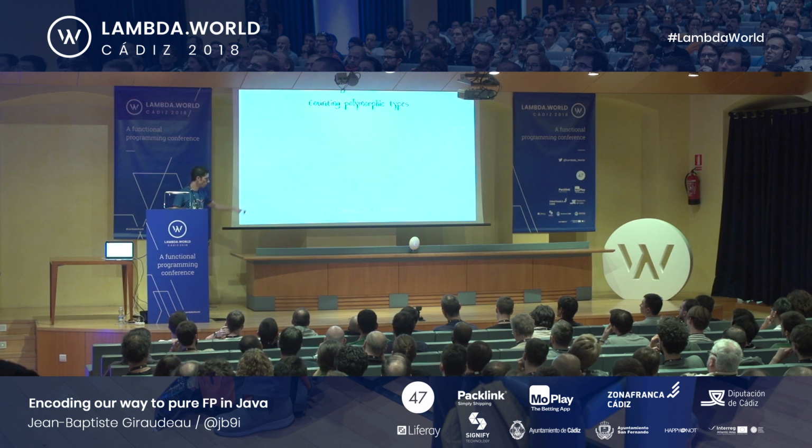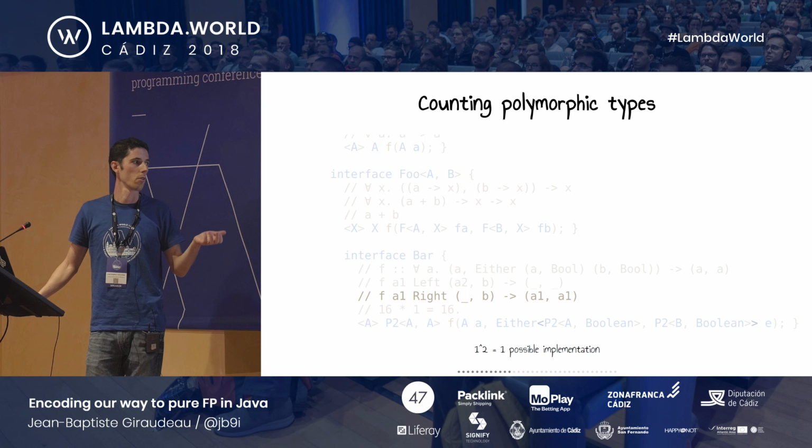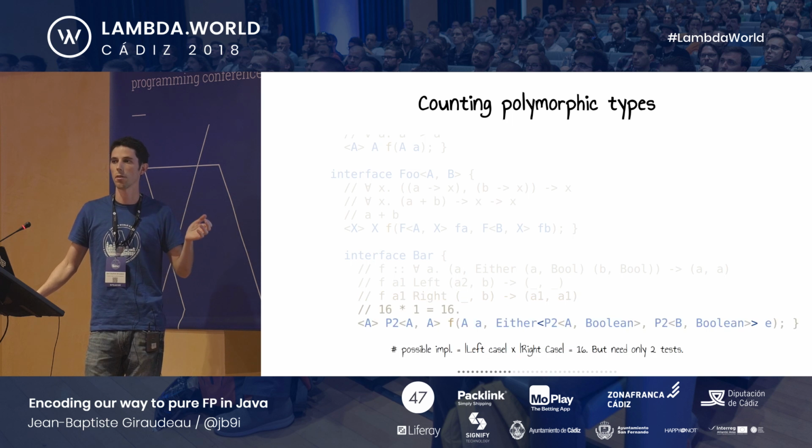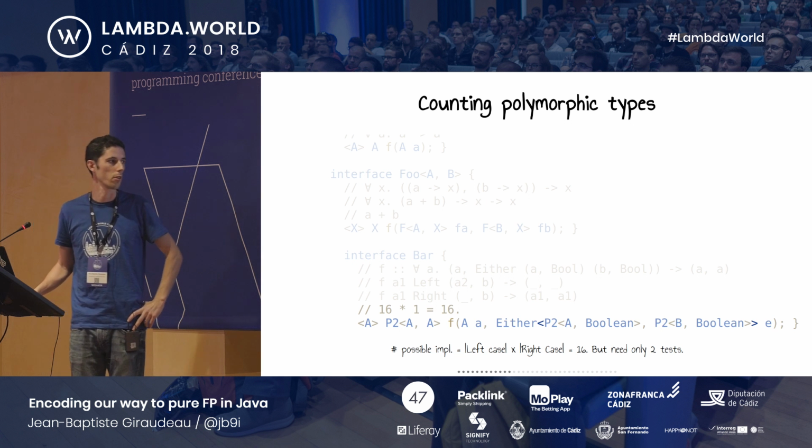So this is easy. You have only 1 possible implementation, and the Boolean does not change that. And then you compute the overall cardinality by just taking the product of all the cases. So here it's 16 by 1, 16 possible implementations.